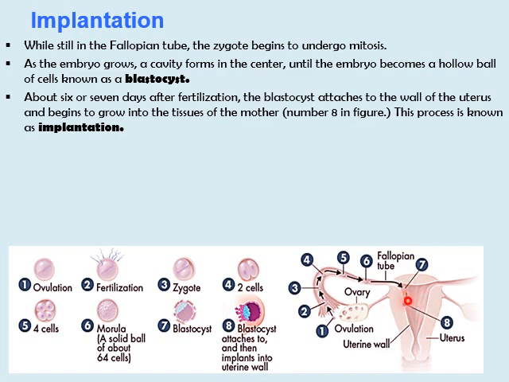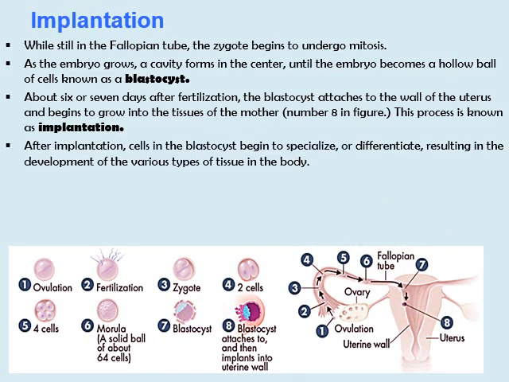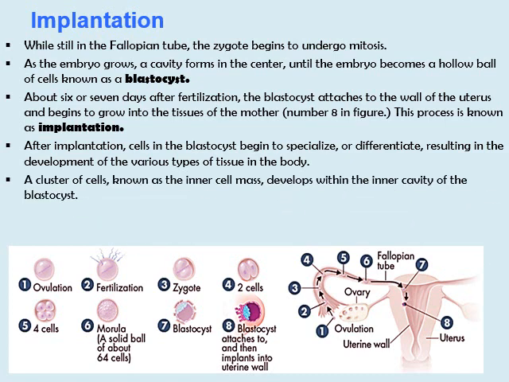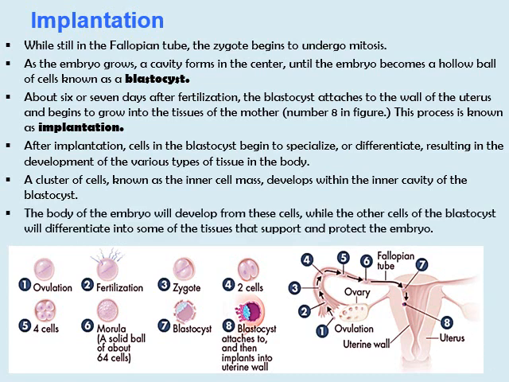And this attachment of the blastocyst to the wall of the uterus is called implantation. After implantation, cells in the blastocyst begin to specialize or differentiate, resulting in the development of the various types of tissues in the body. A cluster of cells known as the inner cell mass develops within the inner cavity of the blastocyst. The body of the embryo will develop from these cells, while the other cells of the blastocyst will differentiate into some of the tissues that support and protect the embryo.